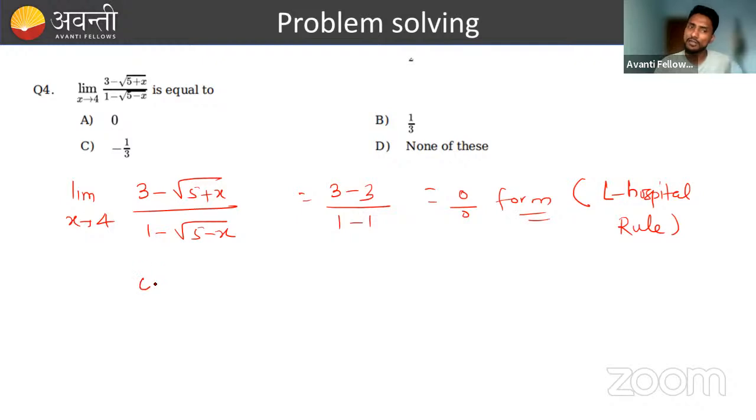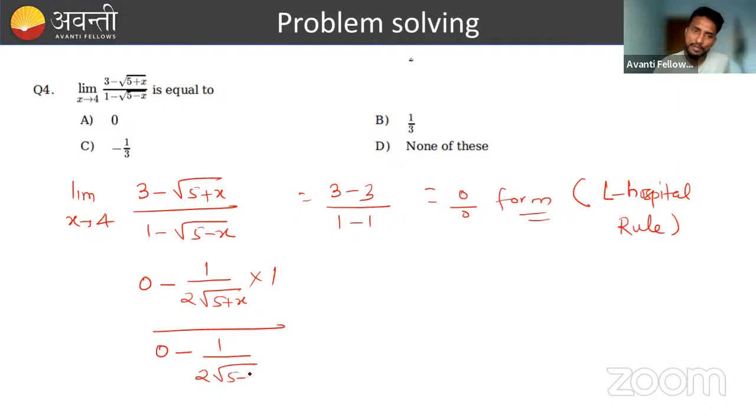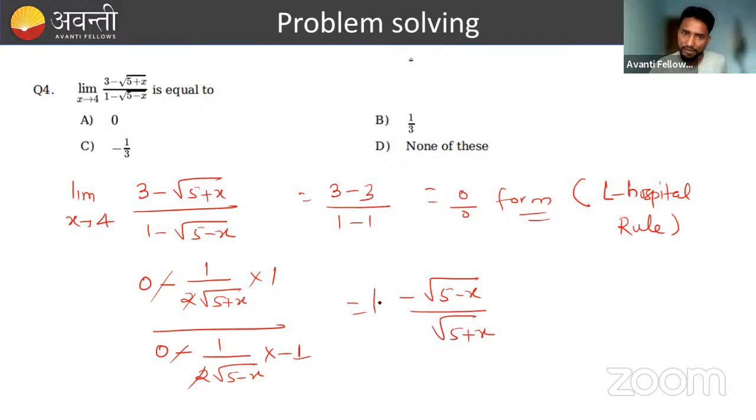So 3 means it is 0 minus the differentiation of root 5 plus x. This is 1 by 2 root 5 plus x, and then what is the coefficient of x? It is 1 only. Similarly, the differentiation of 1 is 0 minus 1 divided by 2 root 5 minus x, and the coefficient of x is minus 1, so I can write minus 1. So minus 1 cancel, 2 cancel, and after that it will come as minus of root 5 minus x. This will go in the numerator and this will come in the denominator. This is not the final answer, but the final equation.